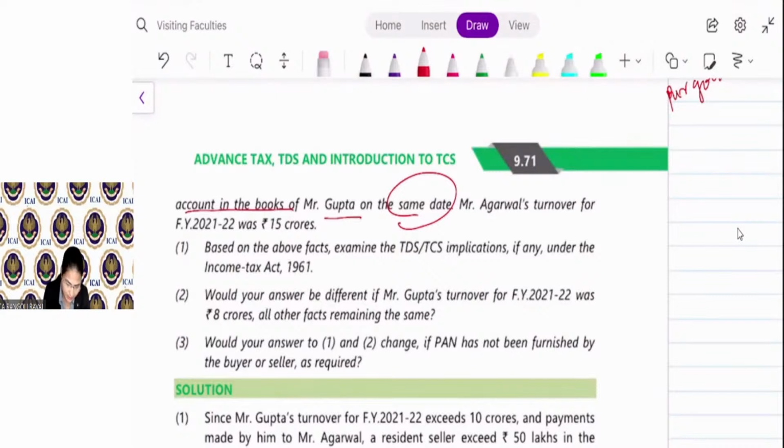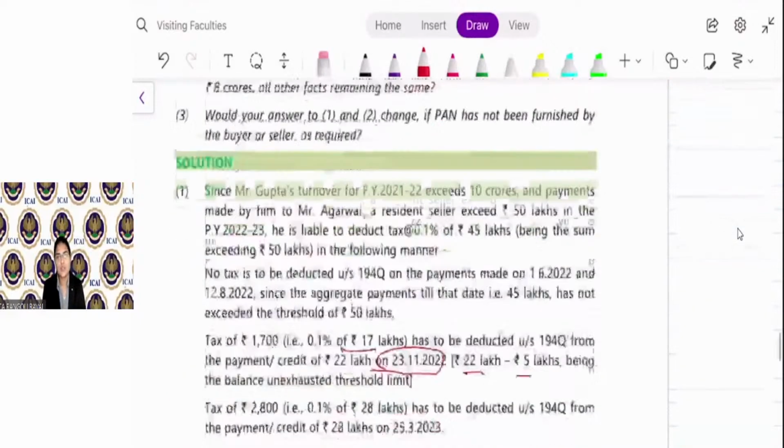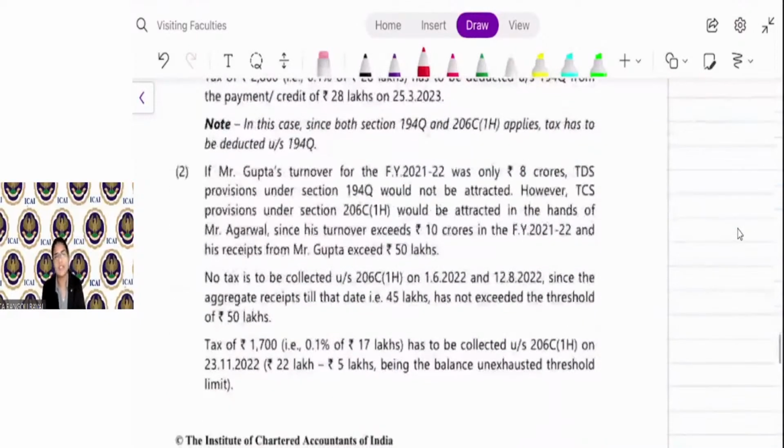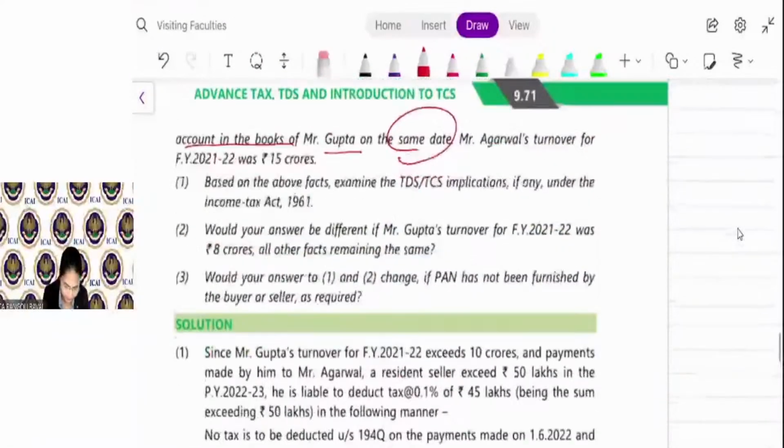Would your answer be different if Mr. Gupta's turnover for financial year 21-22 was 8 crore? Yes. So in that case, Mr. Agrawal will collect TCS. On the same dates when the amount exceeds 50 lakh rupees, at that time he will collect TCS and Mr. Gupta is not required to deduct TDS. Why? Because in the last year his turnover is less than 10 crore.